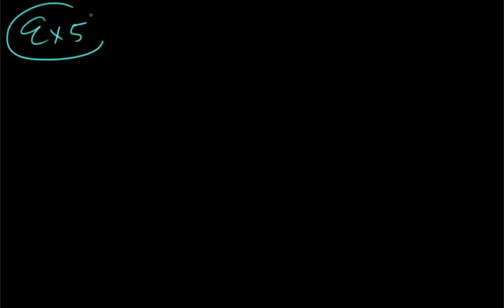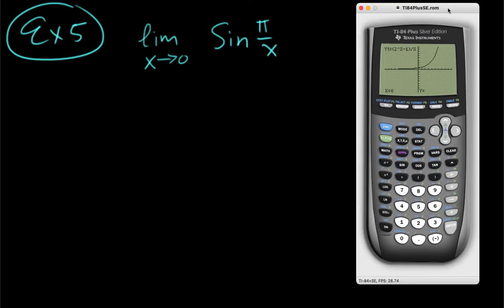Okay, example 5 wants us to investigate the limit as x approaches 0 of sine pi over x. So first thing we want to do, we want to plug in 0. The problem is that will create division by 0, so we have to move on to trying some other method. Once again, we will learn some algebraic methods to do this. This really isn't the one to try it on.